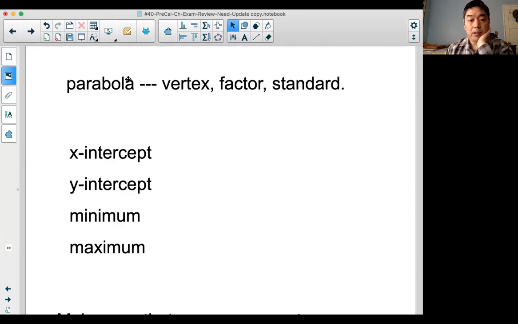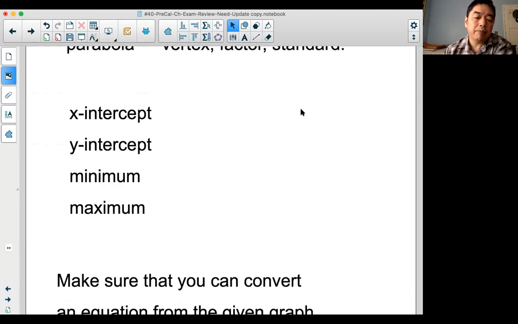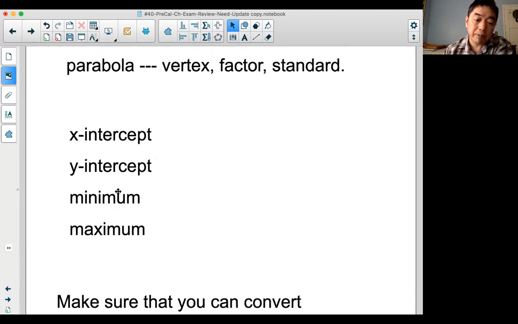For the parabola, you have to know the vertex form, factored form, and standard form. Standard form is ax squared plus bx plus c, okay? And you have to know the x-intercept, y-intercept, minimum and maximum. For the minimum and maximum, you have to create the vertex form and plug in those numbers. If a is positive, it's going to be a minimum. Negative, it's going to be a maximum, okay?